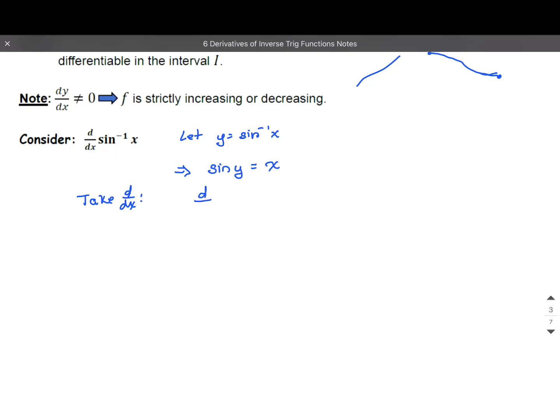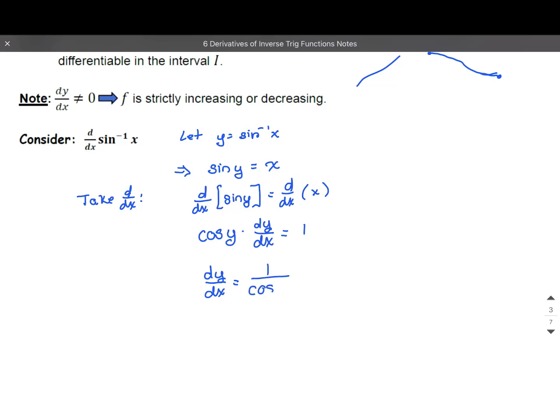So now we're going to take the derivative with respect to x, okay? So we take the derivative with respect to x of sine y equals the derivative with respect to x of x. Now be careful here. The derivative of sine is cosine, keep the angle y, times the derivative of the angle y is dy/dx, equals the derivative of x is 1. That means that dy/dx is 1 over the cosine of y.